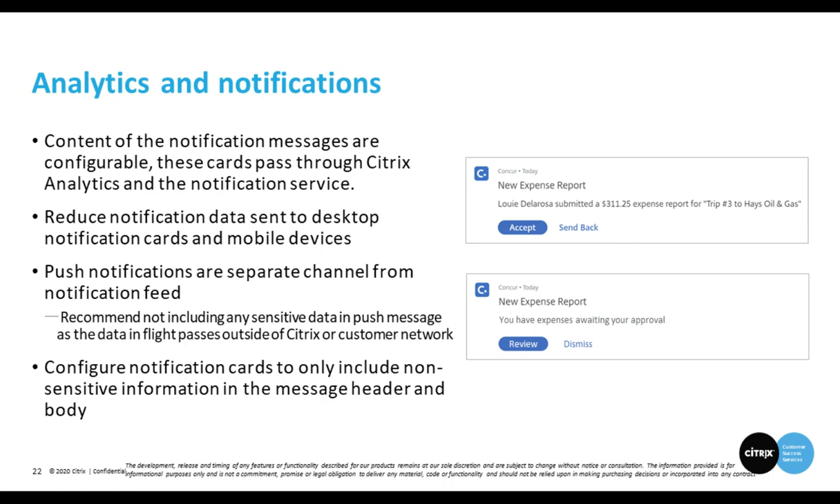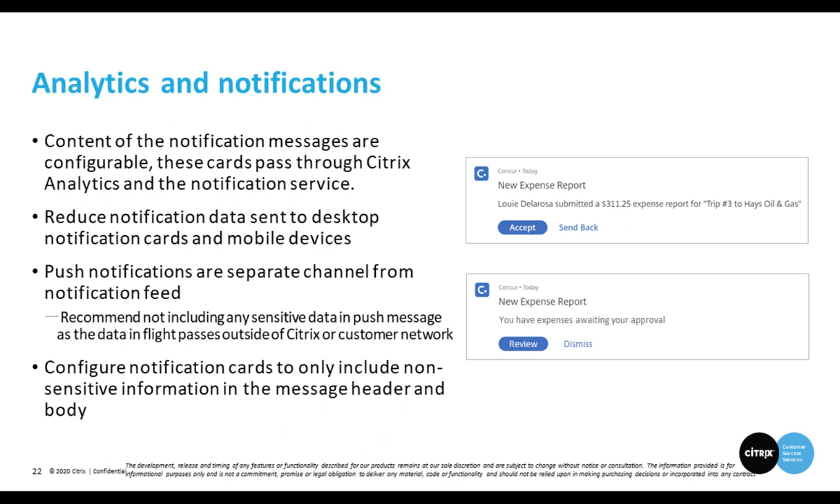I want to talk next a little bit about the analytics and the notifications that happen. So the content of those notification messages, they are configurable. As the cards pass through the Citrix Analytics service, you have the ability to reduce the notification data that's sent to the desktop notification and or the mobile device. So if you look at the 2 graphics that are on the right-hand side of the slide, you'll notice that the top one has basically the same data that we showed earlier, where this specific user had submitted an expense report for a large amount, and they have the option to either accept or send that back to the individual user that had filed the expense report.